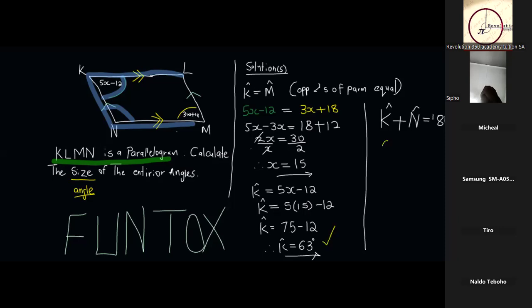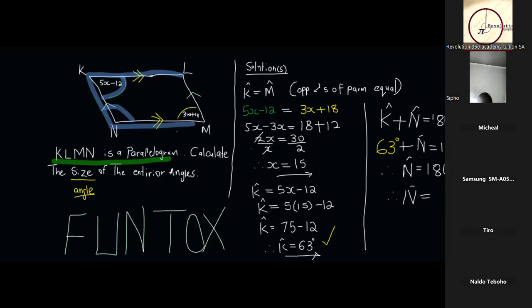And now we solve the unknown letter, which is N. 63 degrees plus N equals 180 degrees. Therefore, the size of angle N is equal to 180 degrees minus 63 degrees. What is 180 minus 63? 117 degrees.